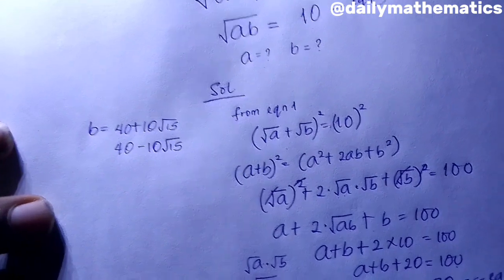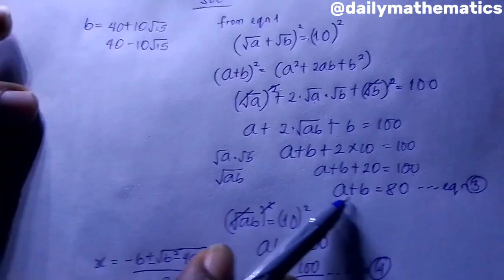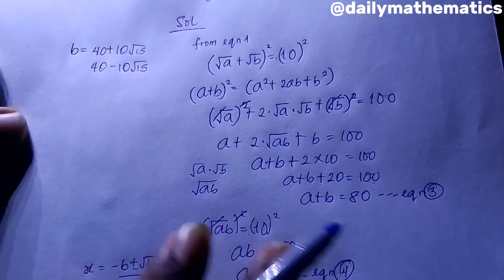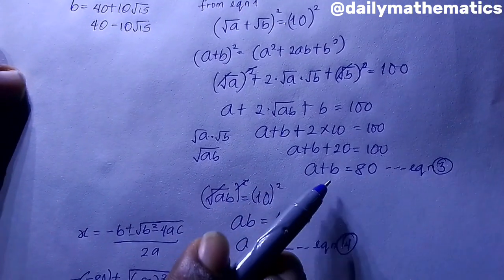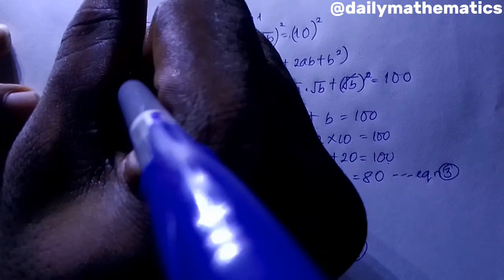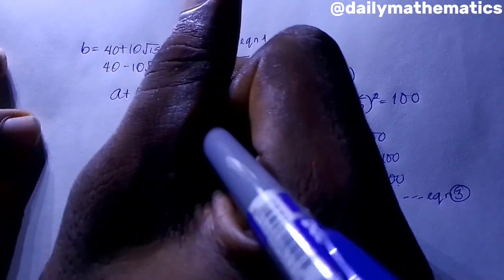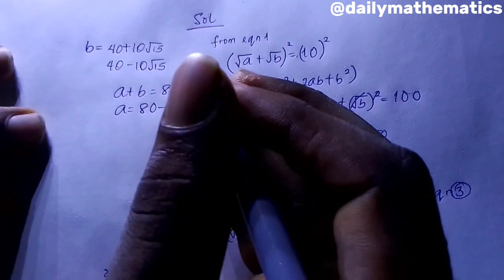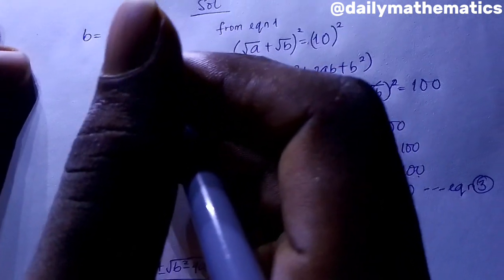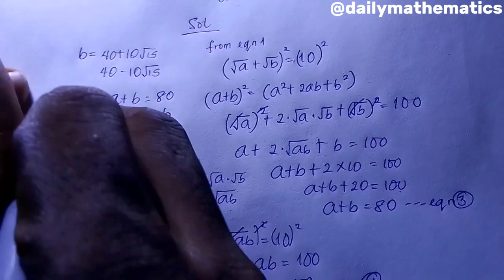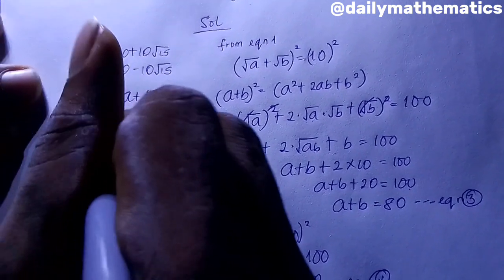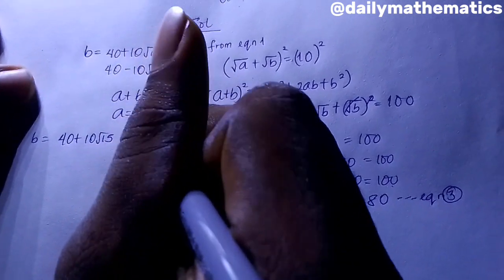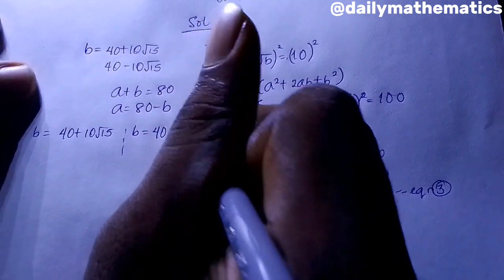And how do we find the value for a? So we can see a was from equation 3 that we did here. From equation 3 we had a plus b equals 80. So a plus b equals 80, which means a equals 80 minus b, right? So we have two values of b: b equals 40 plus 10 root 15, and the other is b equals 40 minus 10 root 15.